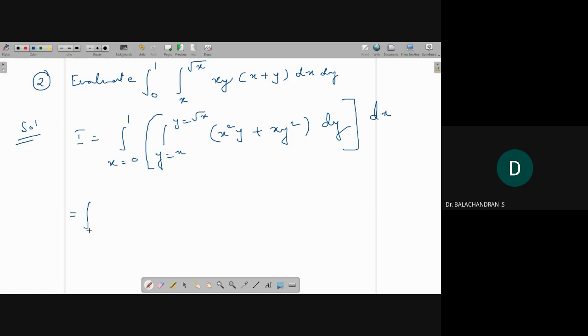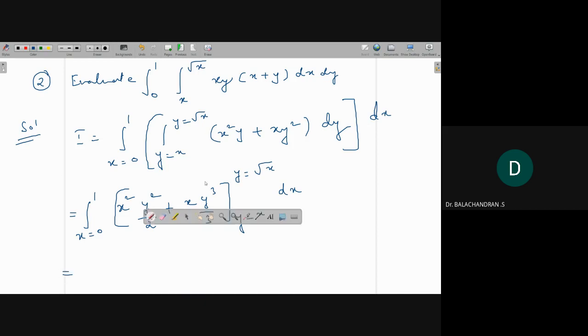Now, x is equal to 0 to 1. I am going to integrate the inner integral with respect to y. So if you integrate with respect to y, you should keep x constant. X square you keep as it is. If you integrate y, y square by 2, plus x into y cube by 3, the limit is from y equal to x to y equal to root x, into dx.